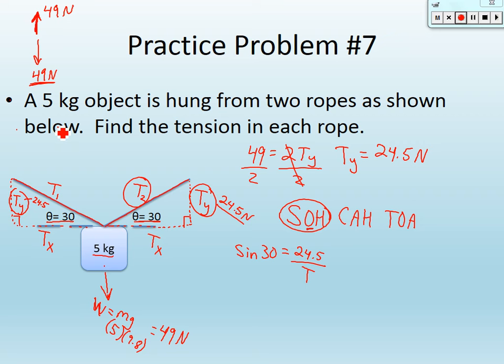Now, how do you solve for T? I really don't like it on the bottom, so how do I get it off the bottom, guys? Multiply both sides by tension. Okay, over here, tensions cancel out. Now I want to get tension by itself. How do I get rid of this sine of 30? Divide by the sine of 30, both sides. Okay, and so tension in this case will equal 24.5 divided by the sine of 30. What is that? 49.